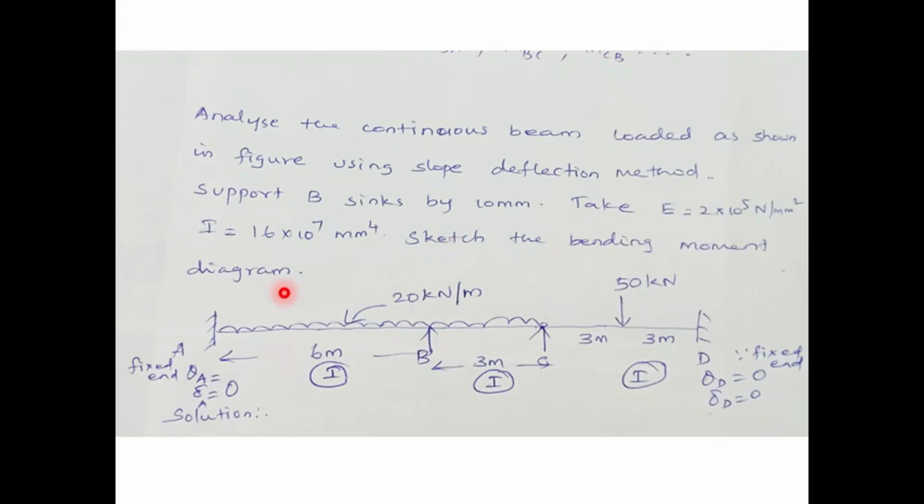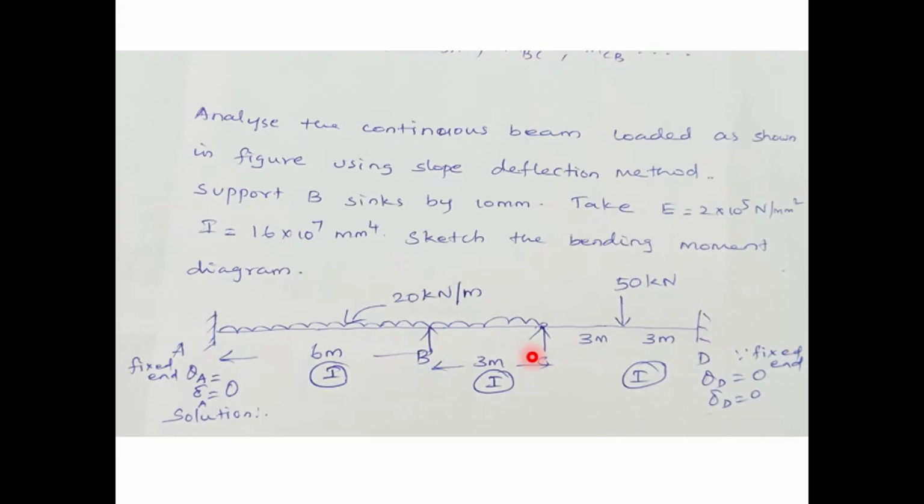Okay, so we have to analyze the continuous beam. That itself, we need to find the bending moment, right? At the end, we have to draw the bending moment diagram also. A continuous beam is given A, B, C, D, right? Here A is fixed and D is also fixed. B and C are continuous.